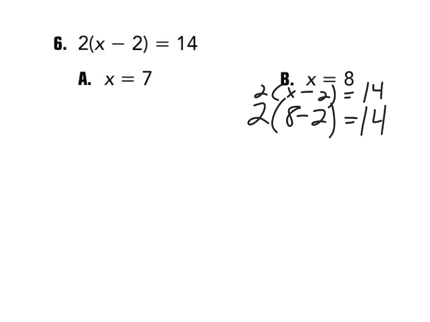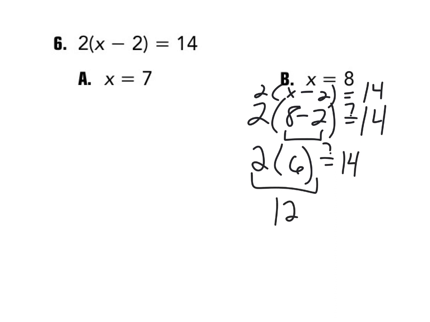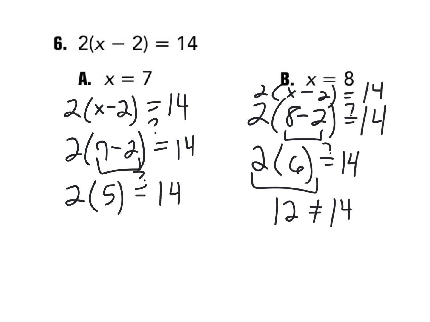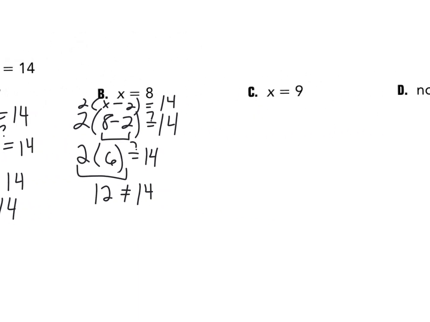So order of operations on this one, we would do the parentheses first. 8 minus 2 is 6. And then 2 times 6 is 12. 12 is not equal to 14, so that doesn't work. I guess we'll go back to the 7 while we're here. So if we try that, we've got 7 minus 2, which is 5. 2 times 5 is 10. And 10 is not equal to 14, so that didn't work.